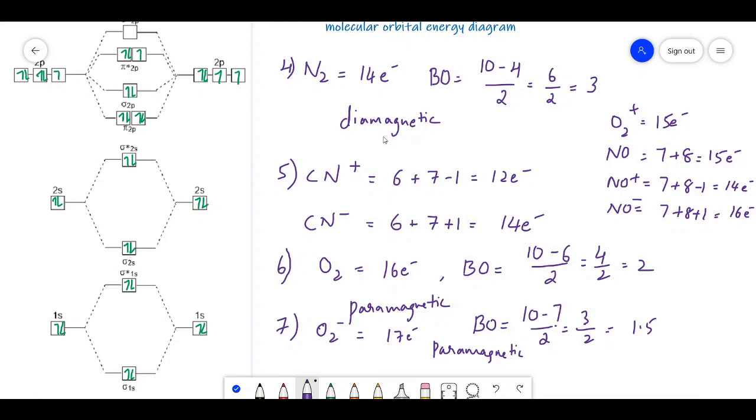And suppose they ask about electronic configurations, then you can see this configuration. So this is sigma 1s2 and this is sigma star 1s2, sigma 2s2, sigma star 2s2. This is pi 2px2, pi 2py2, sigma 2pz2. In this way you can write the electronic configurations. So this is all about the molecular orbital energy diagram. And in the NEET exam, there may be a chance of asking one question from this model.